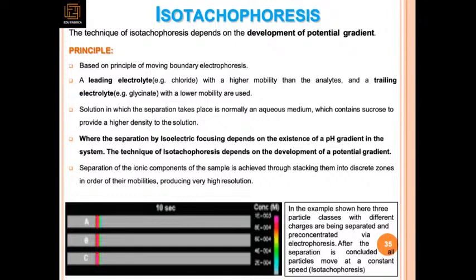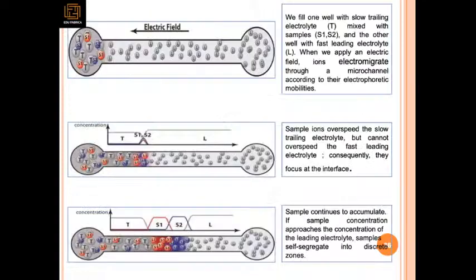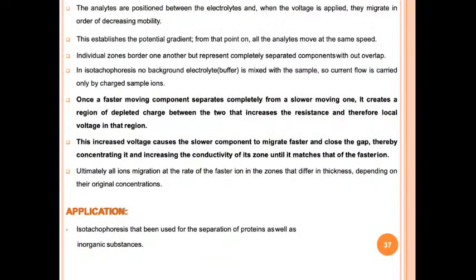The solution in which separation takes place is normally an aqueous medium, which contains sucrose to provide a higher density to the solution. Separation by isoelectric focusing depends upon the existence of a pH gradient in the system, and the technique of isotachophoresis depends on the development of a potential gradient. So like this, you will have the separation of your samples.